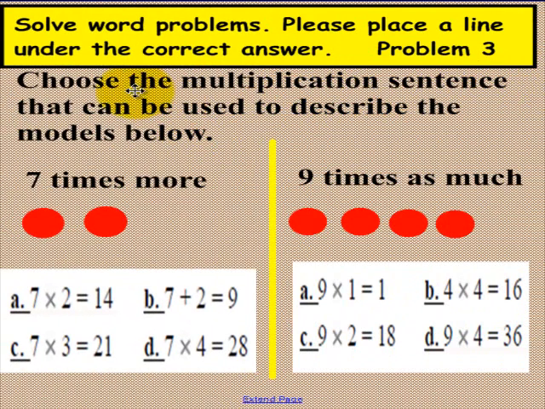Problem 3. Choose the multiplication sentence that can be used to describe the models below. Here we have 1, 2, and we want 7 times more. On this side we have 1, 2, 3, 4, and we would like to have 9 times as much. If you would please, pick up a pen to draw a line under the correct answer here and here. Please do that now.